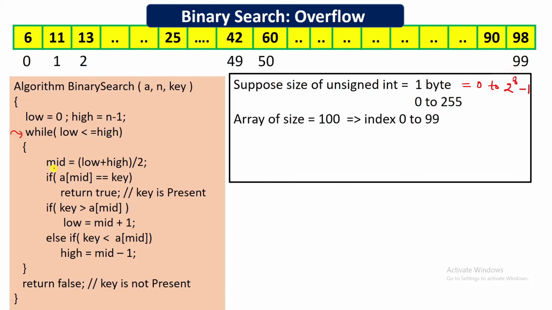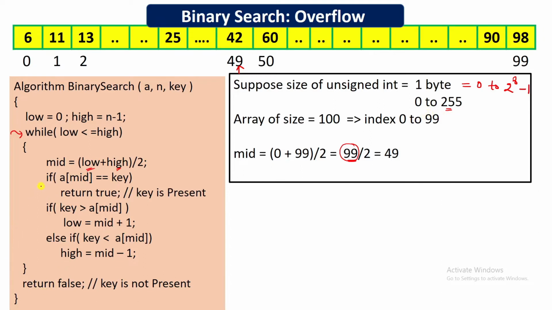So now you will calculate the mid. Mid will be 0 plus 99 by 2, right? Now low and high are both of unsigned data type. 0 plus 99 will first give me 99, and 99 can adjust inside the unsigned int data type, because the range is 0 to 255 and 99 comes inside this range. Now 99 by 2 will give me 49. This is the midpoint. So till now everything is okay. This 49 can adjust inside mid, because mid can store a number up to 255, and 49 is coming inside this range, so everything is fine till this point.